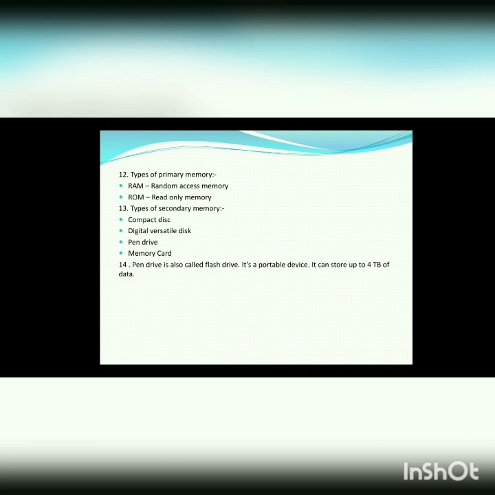Next one is the memory card. Pen drive is also called the flash drive. It's a portable device, that means we can easily carry it from one place to another place, and its capacity is up to 4 TB. TB stands for terabyte.